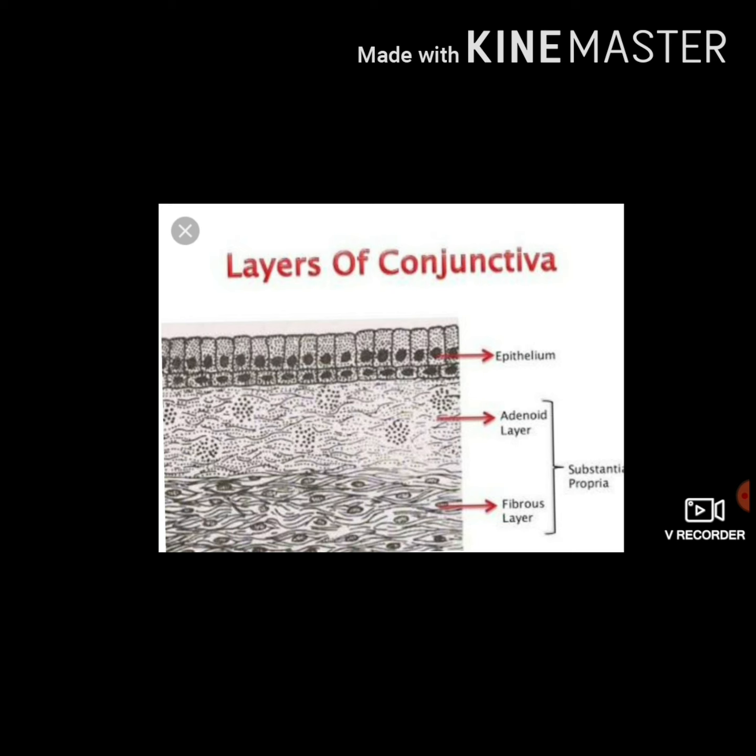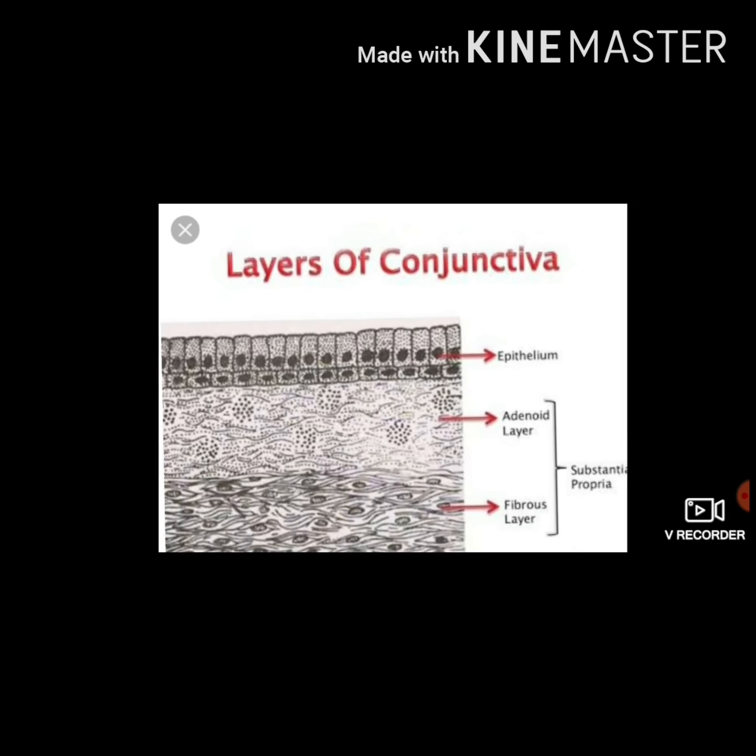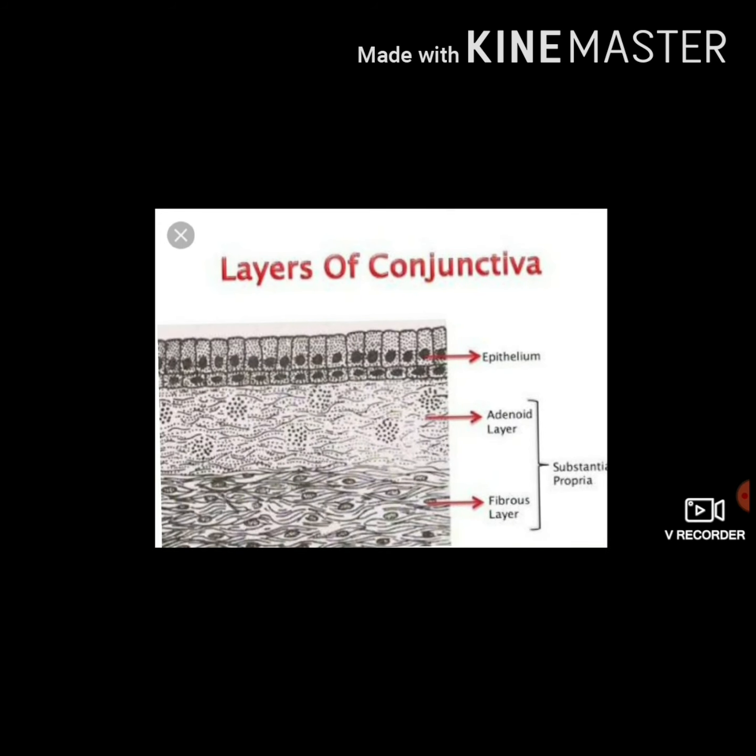which consists of the connective tissue with the lymphocytes, and it is more developed at the fornix, and it is not developed till 3 to 4 months of the age of the babies. So till 3 to 4 months of age, you will not see the adenoid layer or the lymphoid layer. The next layer is the fibrous layer, which contains collagen and the elastic fibers. The vessels and nerves lie in this layer only, the fibrous layer, and it blends with the underlying sclera.